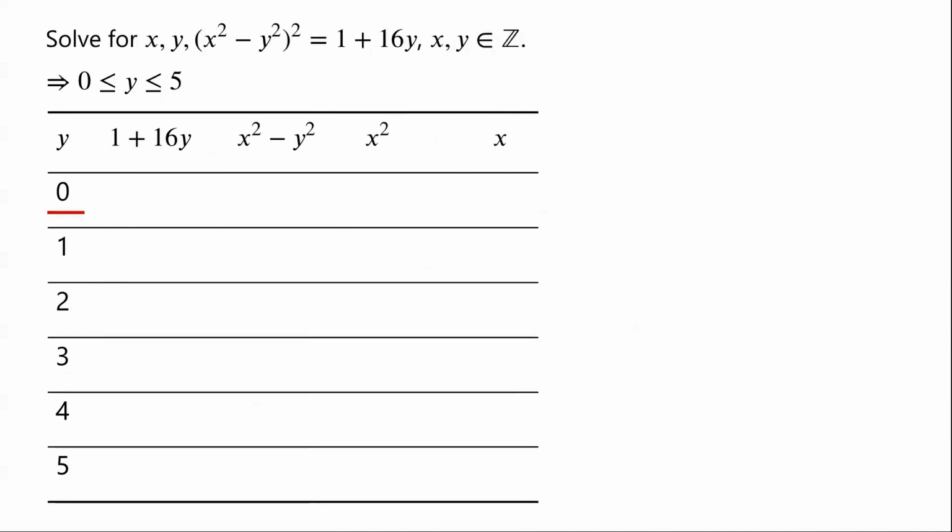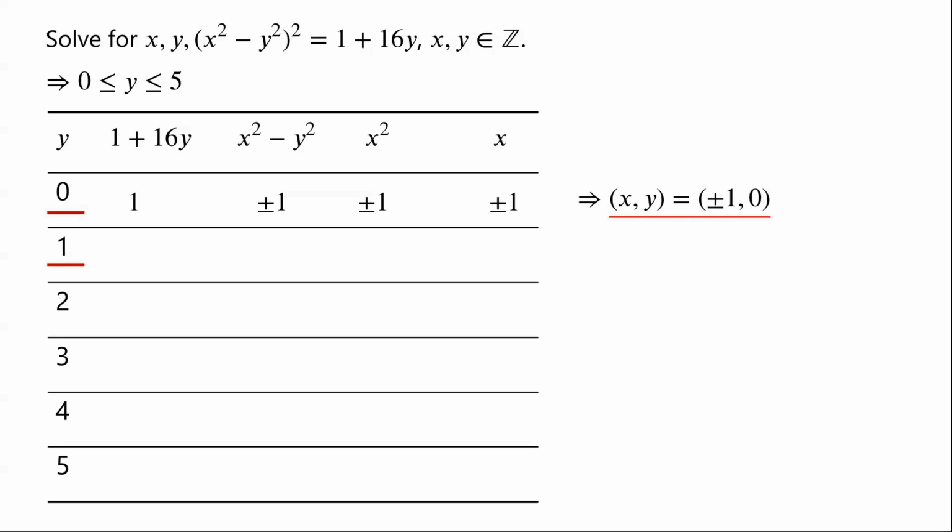When y equals 0, 1 plus 16y equals 1. Then x squared minus y squared all squared equals 1. So x squared minus y squared equals plus or minus 1. That is, x squared equals plus or minus 1. But x squared cannot equal negative 1. So x squared equals 1. Then x equals plus or minus 1. So (x, y) equal (plus or minus 1, 0).